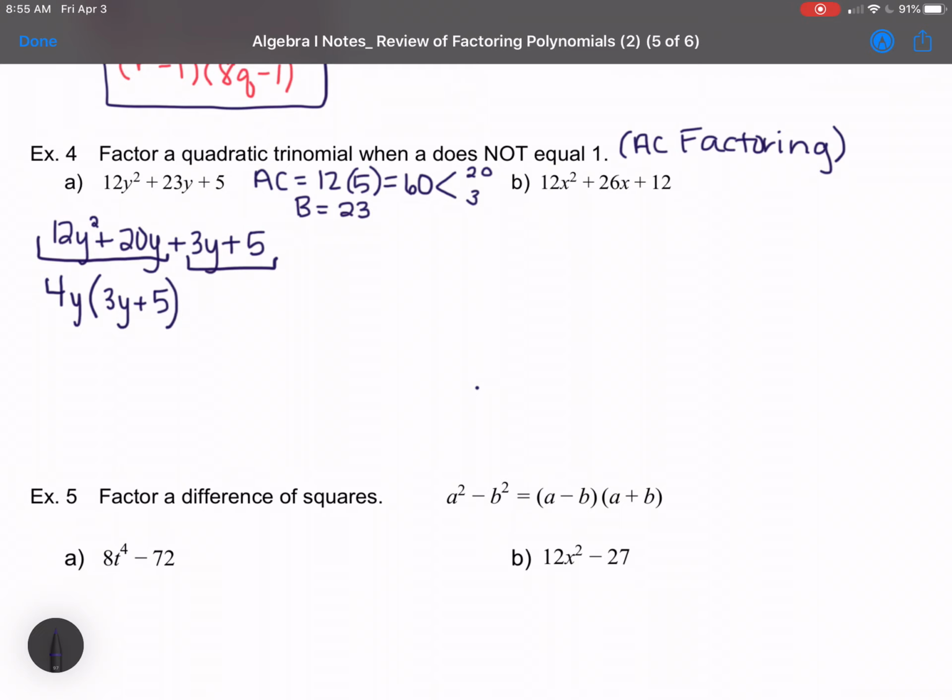Looking at the second grouping, 3y plus 5. 3 and 5 are not divisible by anything other than 1, so our GCF here is 1. And if we divide, we're left with 3y plus 5. So our parentheses match. So that is our first binomial. And then our second binomial is anything that's left on the outside. So 4y plus 1.